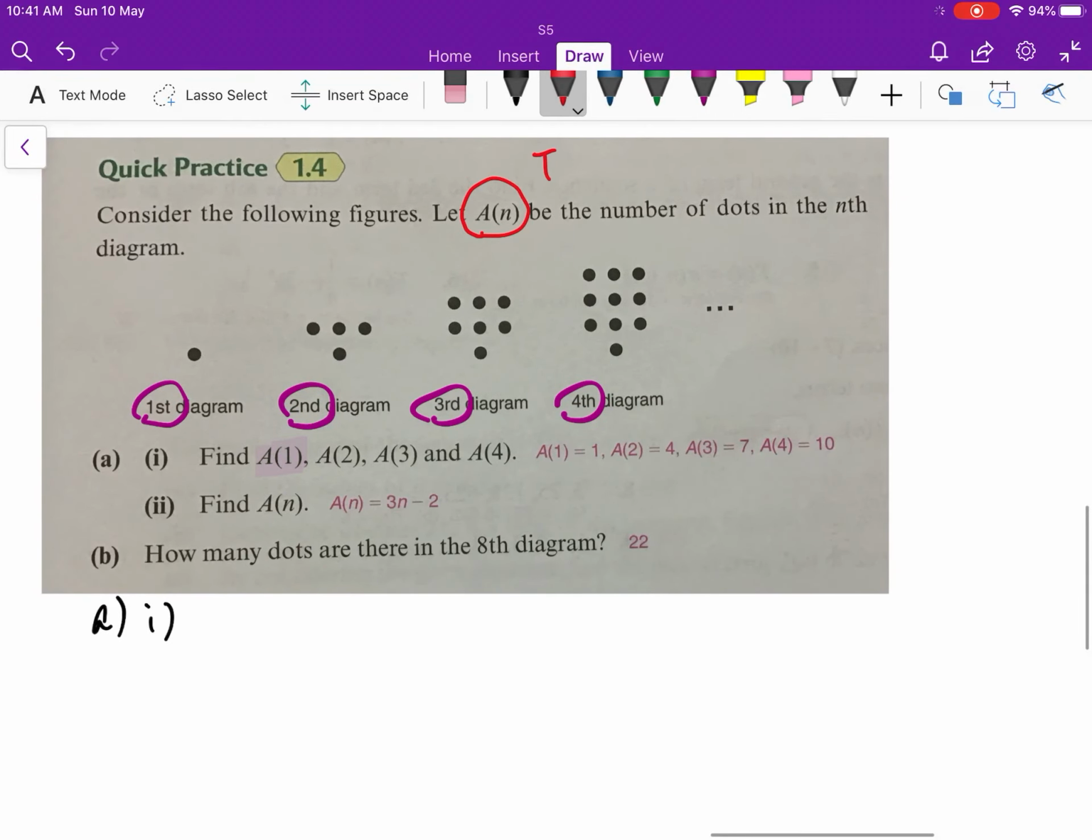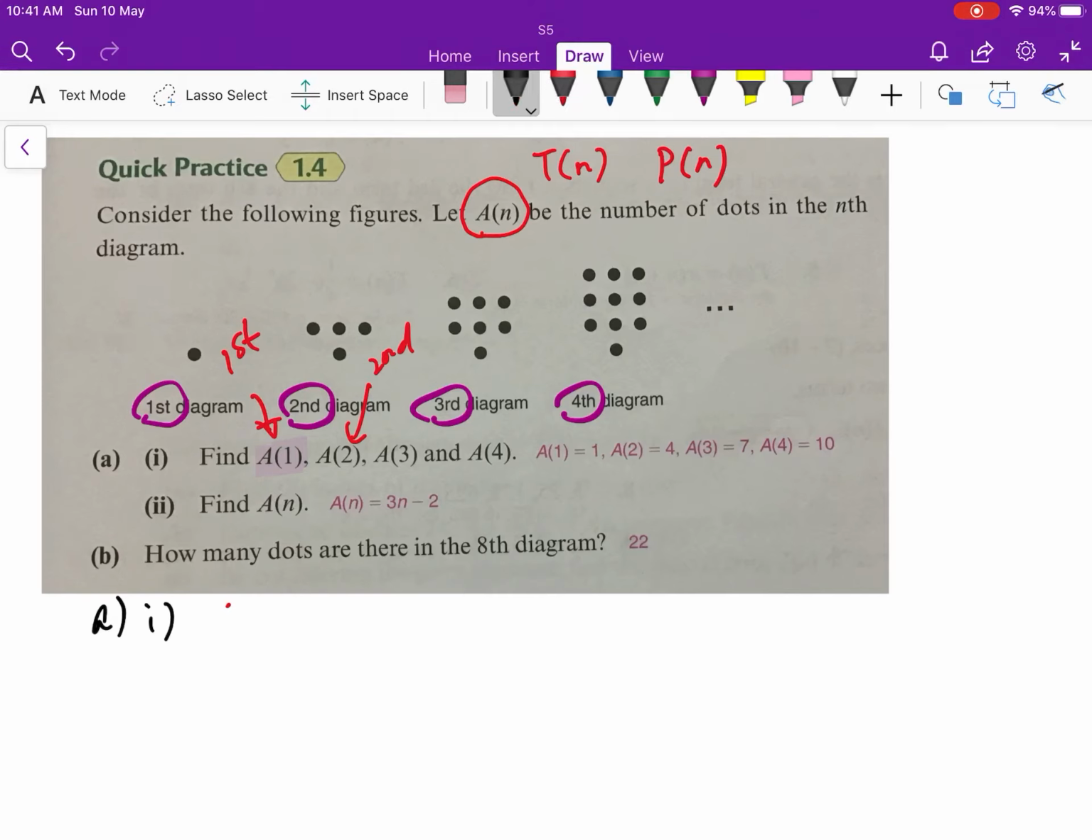Why? Actually, this is just an unknown. We can use Tn to represent the term, we can use An, and if you like, you can use Pn. It doesn't matter, it depends on the question. But most likely we will use T only. Now they're asking you A1. That means the first term. A1 is your first term, A2 is your second term. So you're just counting the dots.